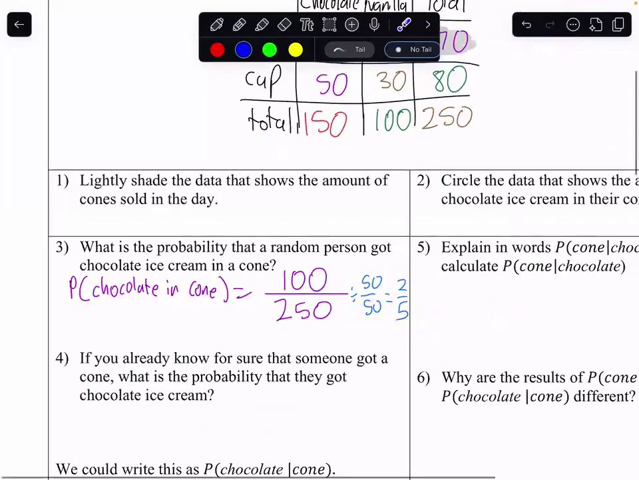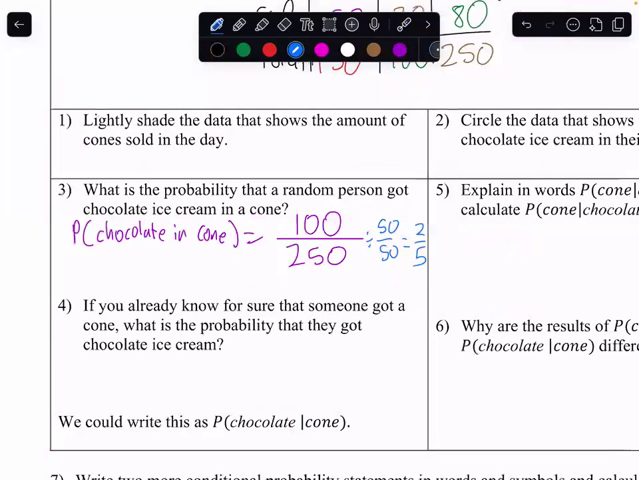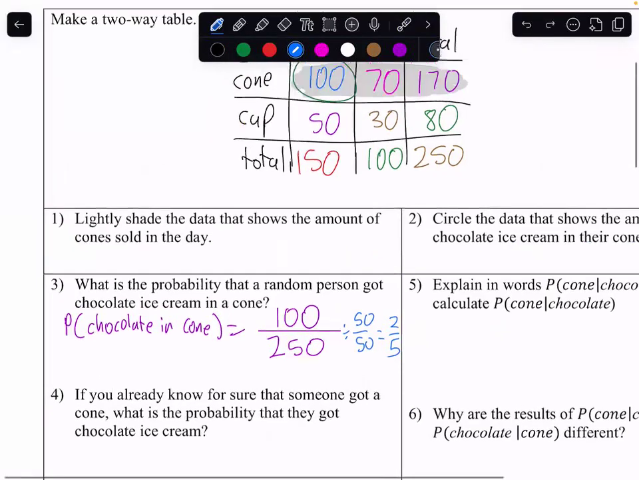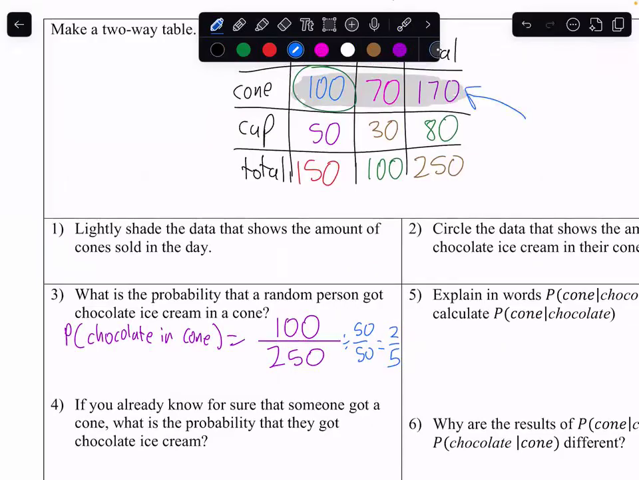Okay, so the denominator is no longer going to be 250 because not all 250 people got a cone, right? So there's only 170 possible people that had a cone. So the denominator is going to be different. Because I'm not allowed to talk to all 250 people anymore. I can only talk to the 170 people who got a cone.